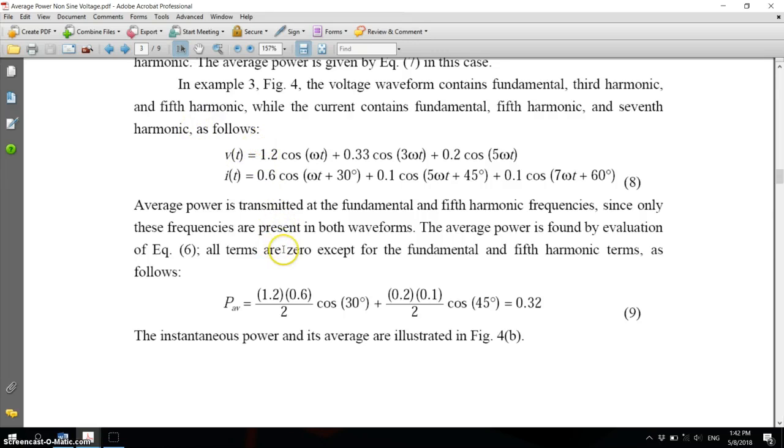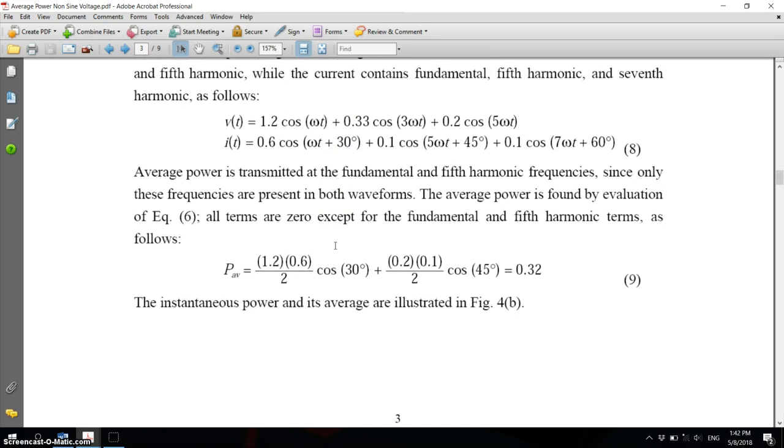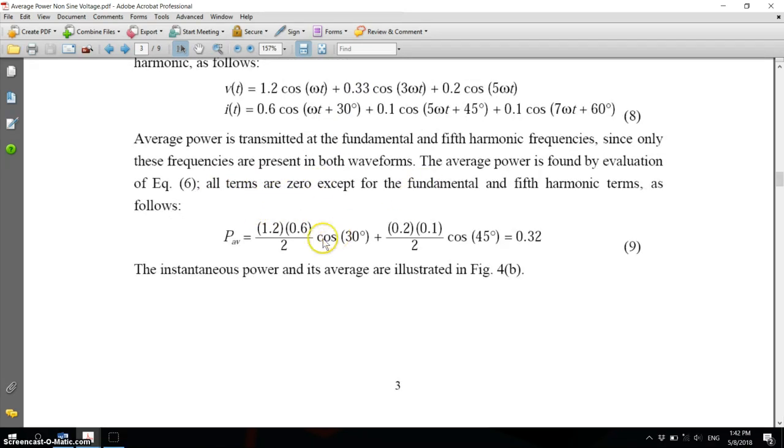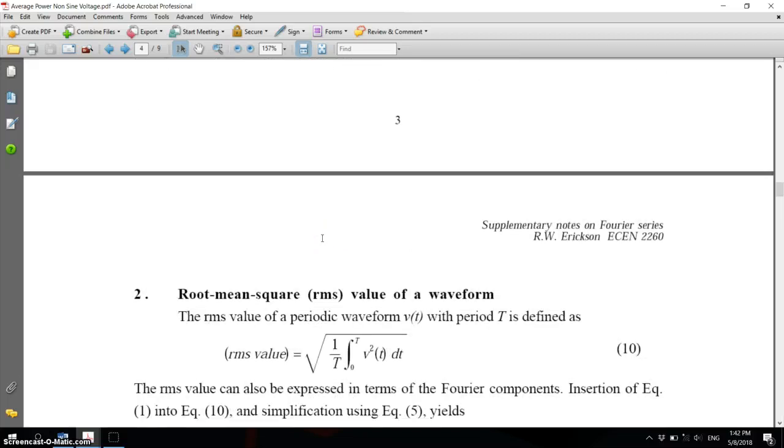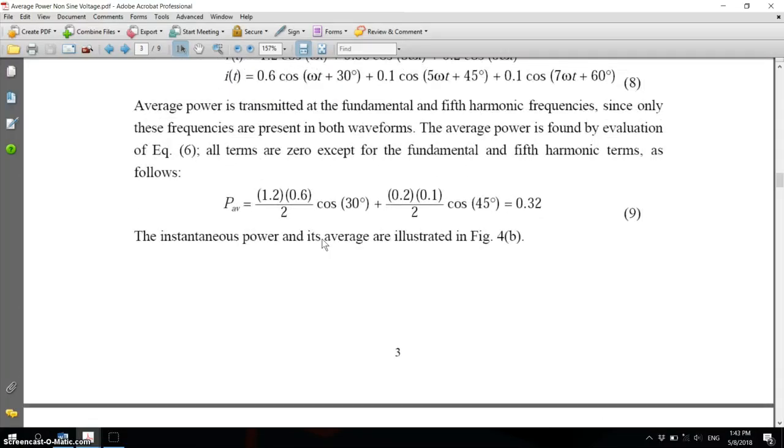is 30 degrees. And then we also have the power contributed by the fifth component, which is 0.2 voltage amplitude multiplied by 0.1 current amplitude divided by 2, and cos 45 degrees, which is the angle between the voltage and the current. And therefore, if you solve that, you will get that the average power equals 0.32. Okay, so that is all about the instantaneous average power.